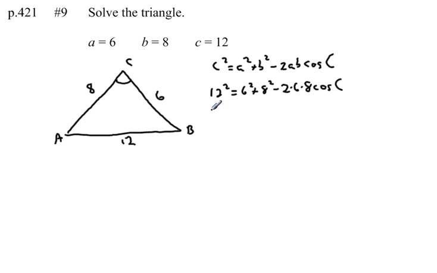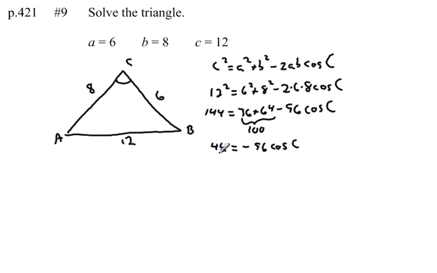Okay, let's simplify what we can. So 12 squared we know is 144 equals 36 plus 64 minus 2 times 6 times 8 is equal to 96 times the cosine of angle C. Okay, I know these two here add up to 100, and I know I can subtract 100 from both sides of my equation to give me 44 equals negative 96 times the cosine of angle C.